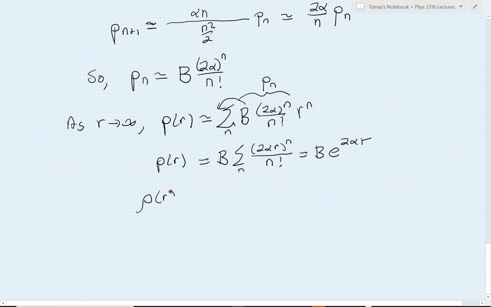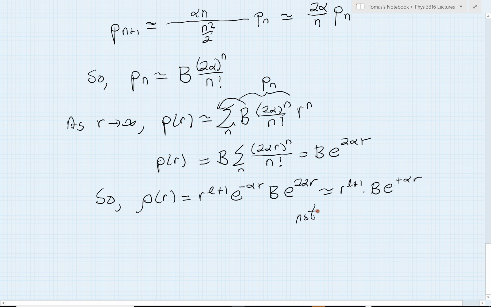But P of r is not actually our main concern. Our main concern is the wave function itself, rho of r. But rho of r is r to the L plus 1 times e to the minus alpha r, this decaying exponential, times now this prefactor b, which is multiplying e to the 2 alpha r. So the final behavior is some r to the L plus 1 times some b times e to the plus alpha r. So unfortunately, this actually diverges. So this is not normalizable.